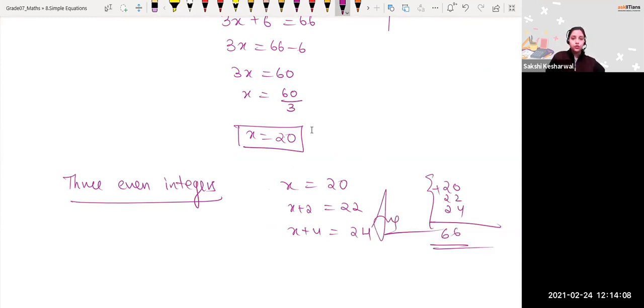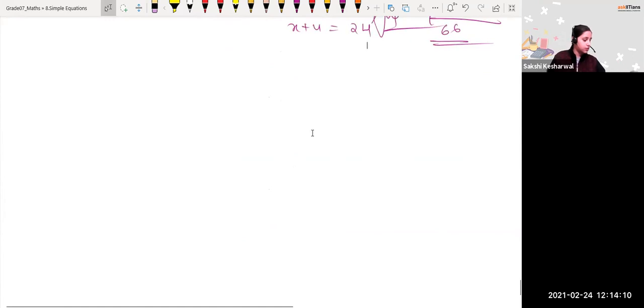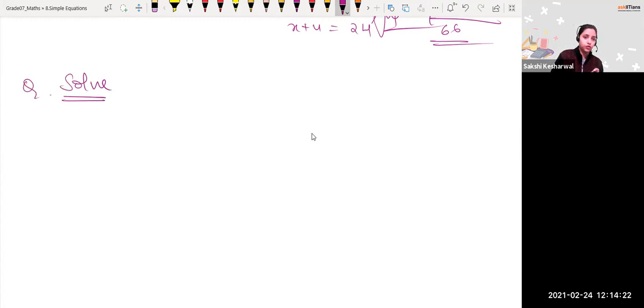Okay. I'll teach you one more thing, I think it will be helpful for you, a little on the higher end. Let's do one more question, just one more. This is the last. So it says, solve 4x by 5 minus 3 by 10 is equal to x by 5 plus x by 4. This is the question given, right?